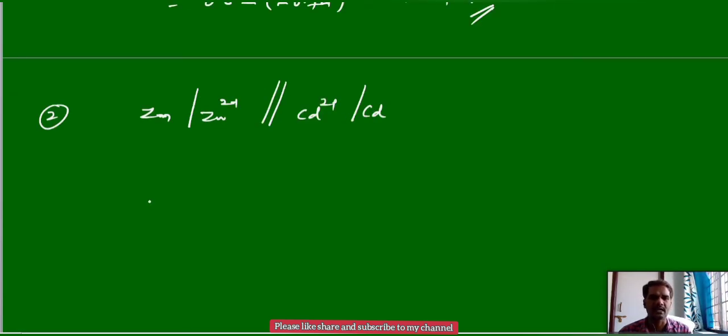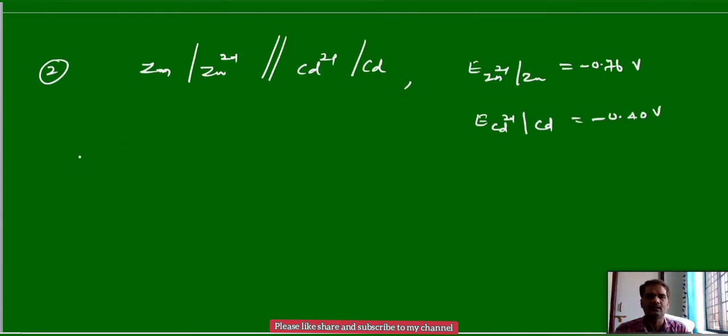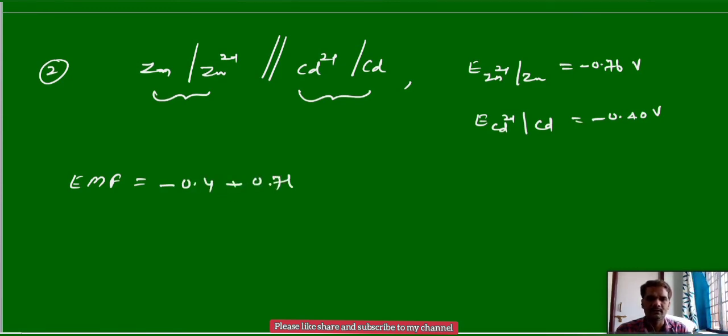Zinc 2 plus and cadmium 2 plus cadmium. And here the reduction potential values are given like this. Again, how can you calculate here? EMF, cell reaction. This indicates it is the anode and this is the cathode. So again, EMF is E cathode minus E anode. E cathode is minus 0.4, and minus minus 0.76, that gives overall plus 0.36 volts.